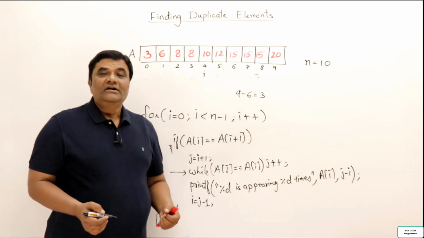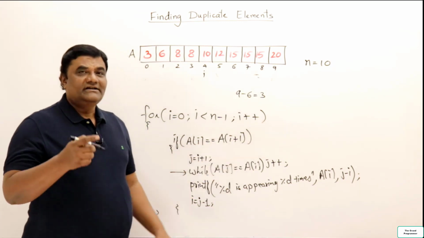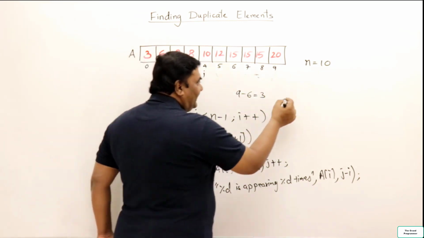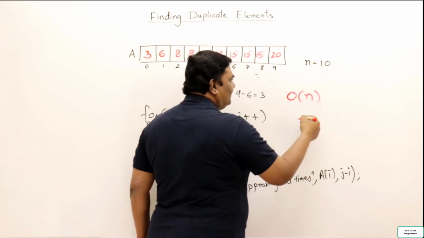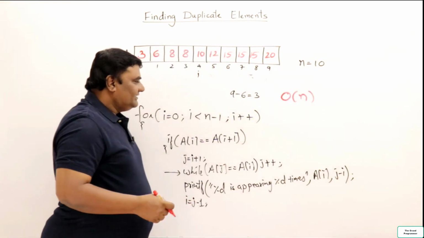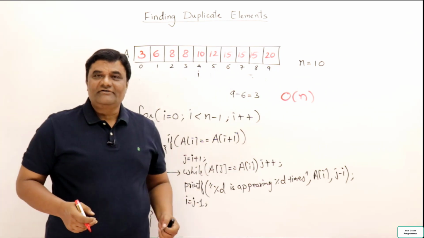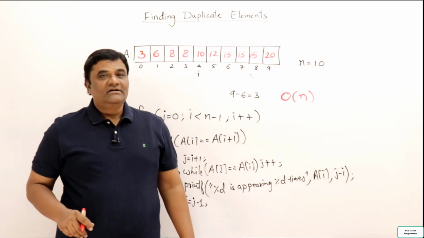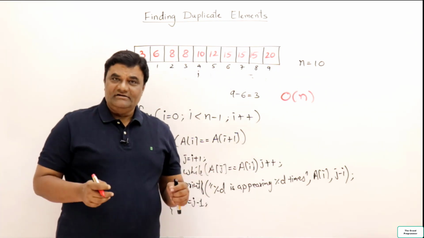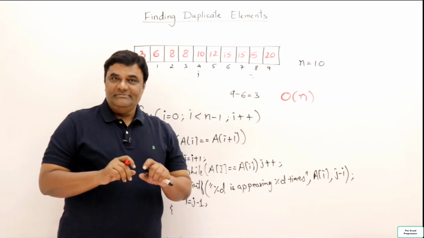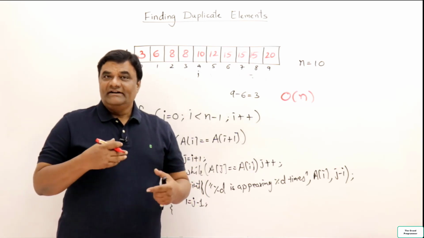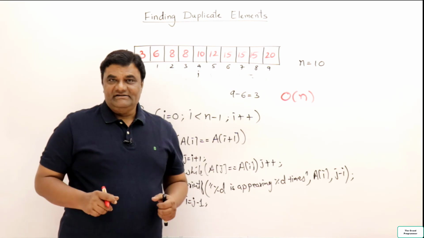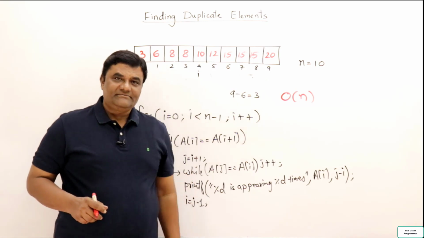So the time is equal to the number of elements, that is, n. Order of n. So the time is order of n. So this is the analysis for finding duplicates and counting duplicates. Now next I will show you one more method, that is using a hash table. We can find duplicates and also count duplicates. So let us see another method.